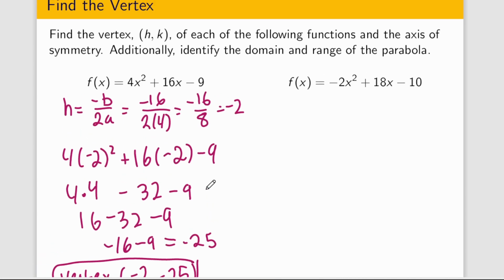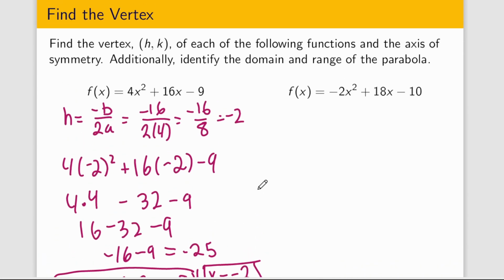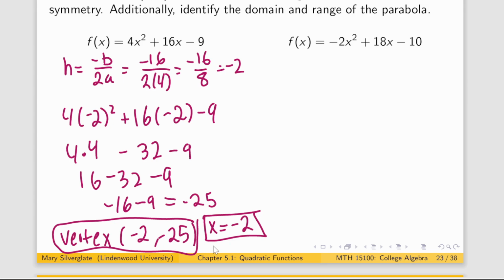Where does that mean the axis of symmetry is? That I actually could have answered first. That's just x equals the x-coordinate of the vertex. It's a straight up and down line through the x-coordinate of the vertex. What about the domain? That's just negative infinity to infinity always. And then what about the range? That's going to be from the y-coordinate of the vertex all the way to positive infinity because it's right side up.